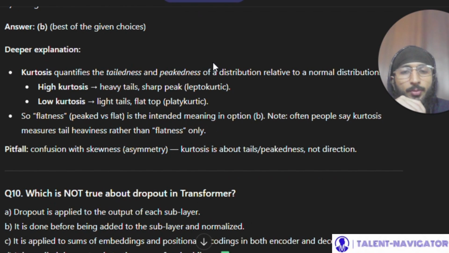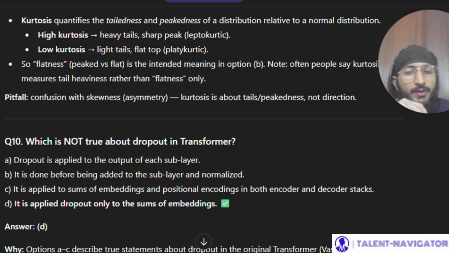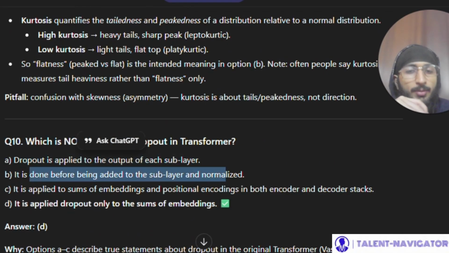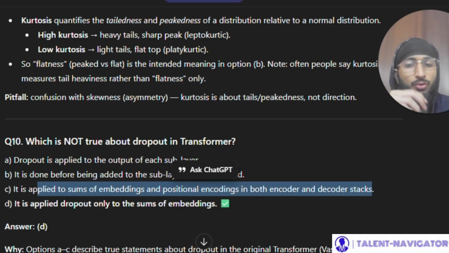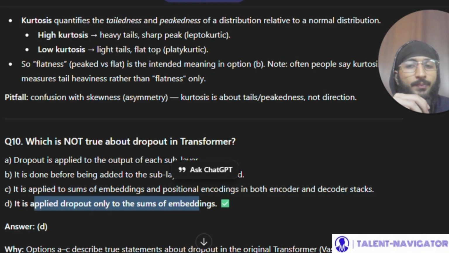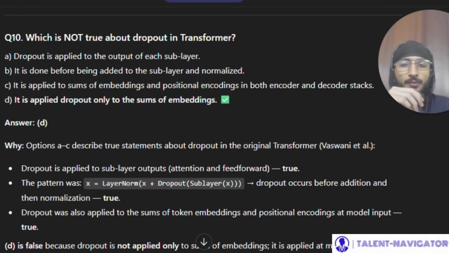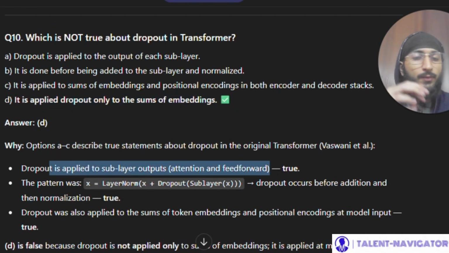Moving on, which is not true about dropout in the transformer? Dropout is applied to the output of each sublayer, true. It is done before being added to the sublayer input and normalized, true. It is applied to the sums of embeddings and positional encodings in both encoder and decoder stacks, true. It is applied only to the sums of embeddings, that is false. So dropout is applied to sublayer outputs, attention and feed forward, true.